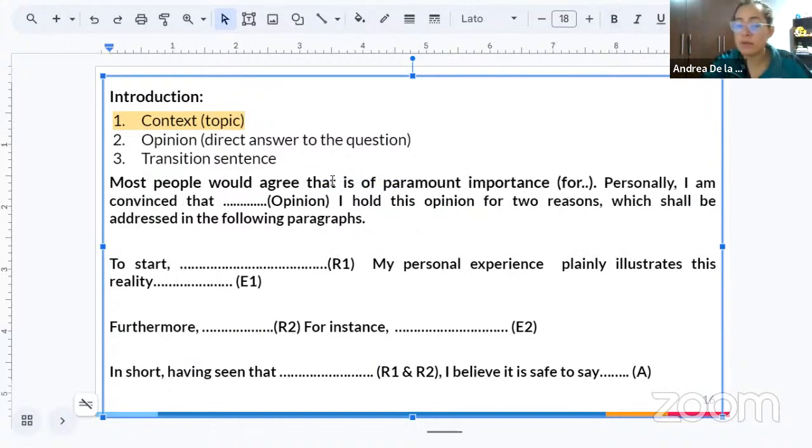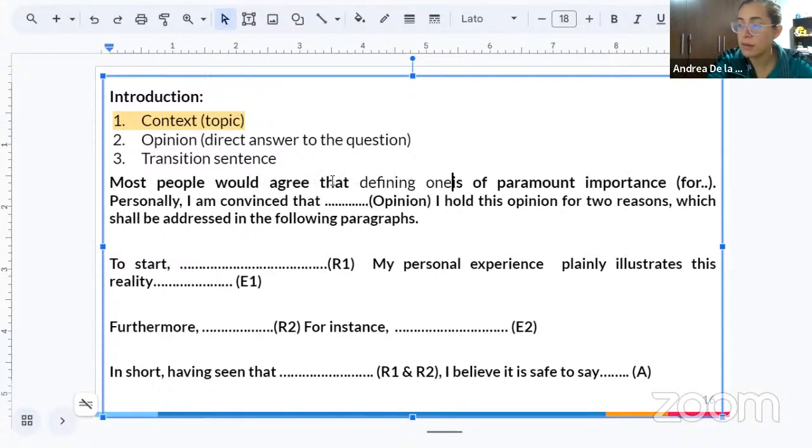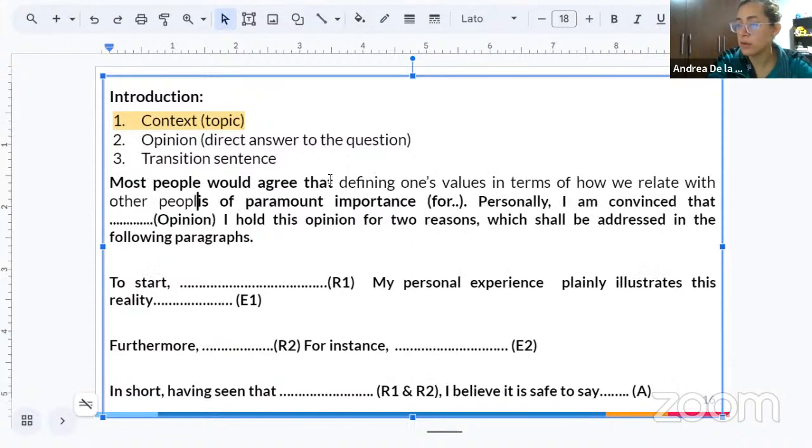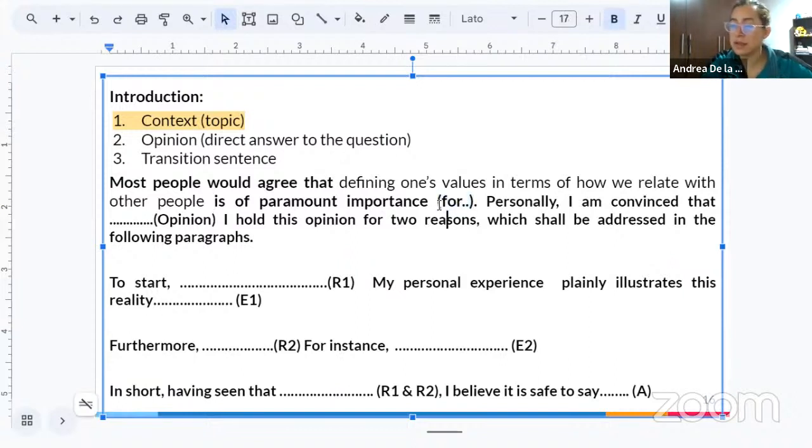But if we go a little bit farther and we talk about relationships in general, then we can say something about relationships, right? So most people would agree that maybe defining one's values in terms of how we relate with other people is of paramount importance for, and you don't necessarily have to use this, but if you want, you can narrow it down a little bit more, right? So for our development, or for, I don't know, for our society, right? It could be.